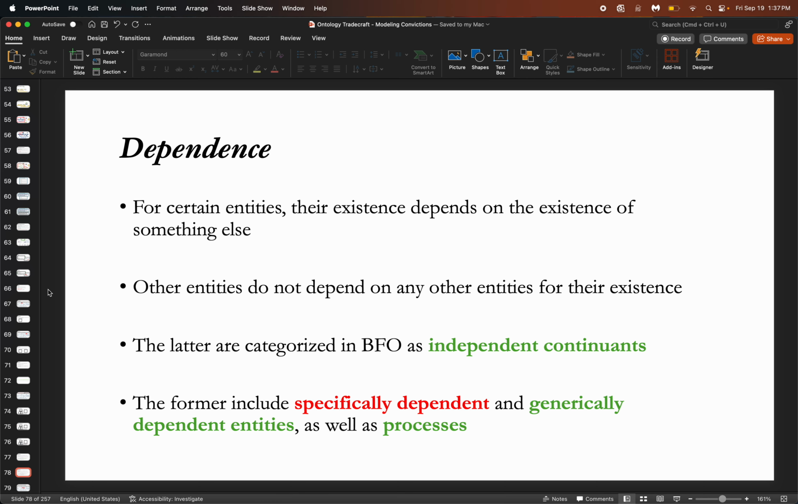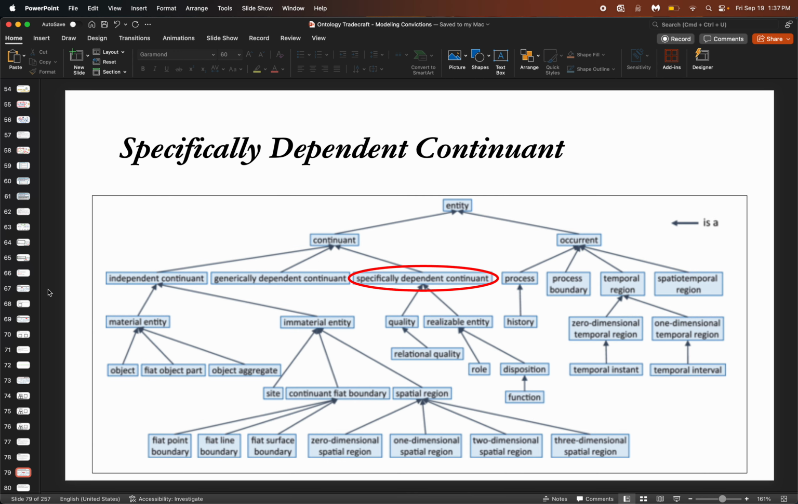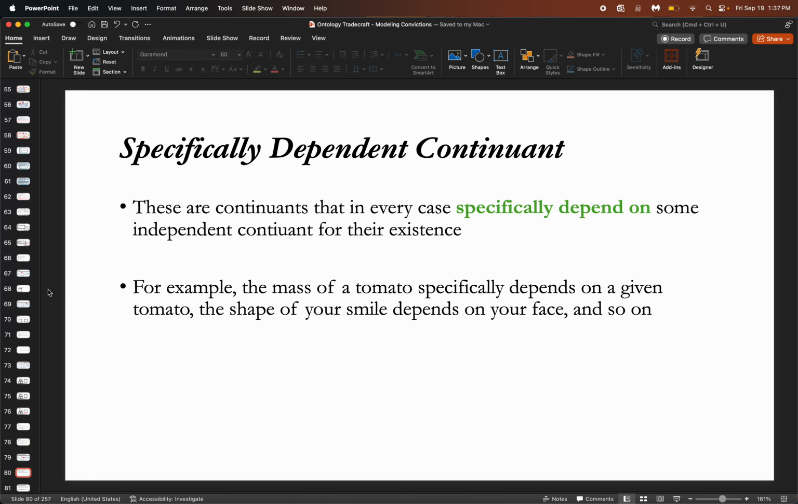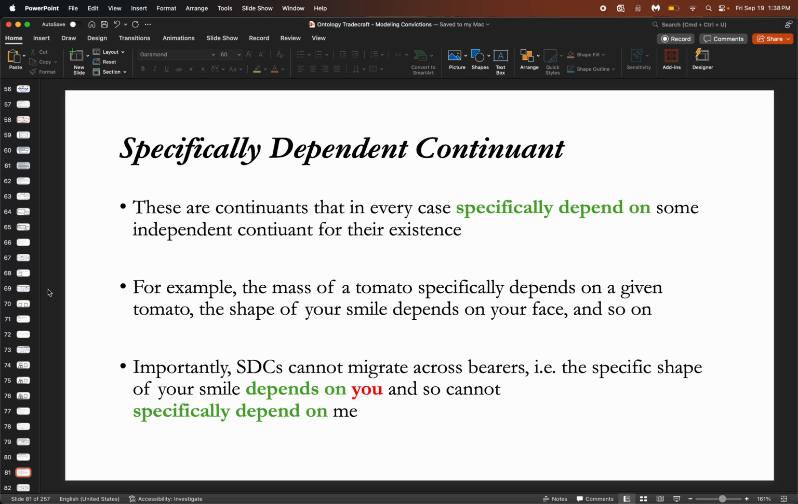We're going to walk through these so you can see the flowering blossom of BFO with respect to dependence. So, specifically dependent continuants. These are continuants that are in every case such that they specifically depend on some independent continuant for their existence. For example, the mass of a tomato specifically depends on a given tomato, and the shape of your smile depends on your face, and so on. Nobody else can have that smile. It's yours. They cannot migrate across bearers. Just like I said, the specific shape of your smile depends on you and cannot depend on me. It's your smile.